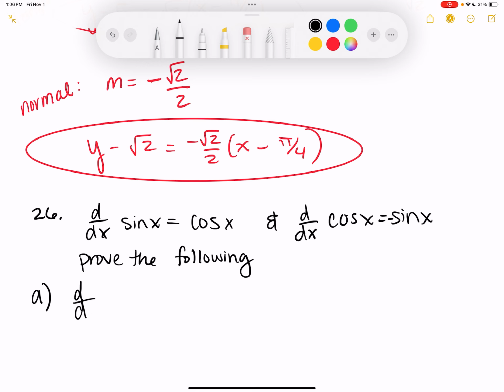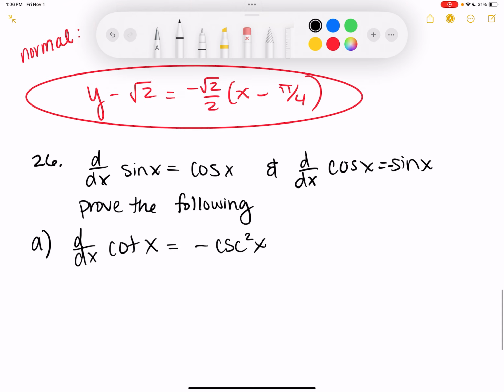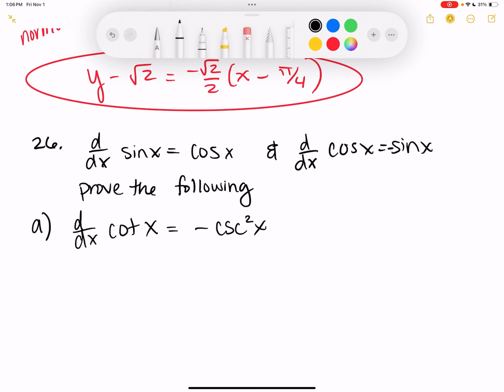d/dx of cotangent of x equals minus cosecant squared of x. We're not even into the hard stuff yet. You said prove. These are easy. This is literally just me telling you to find the derivative of cotangent of x without having told you what it's equal to. It's not proving like when you're proving that the derivative of sine is cosine.